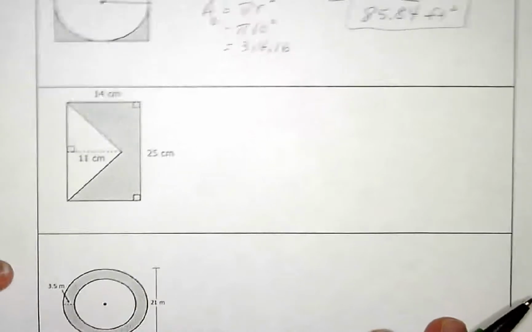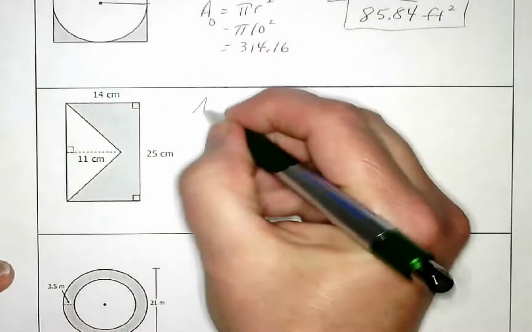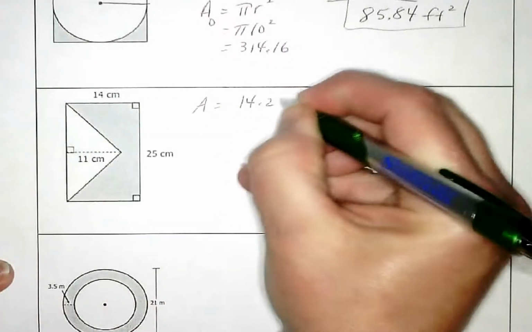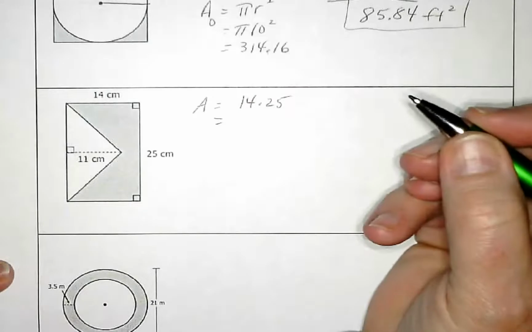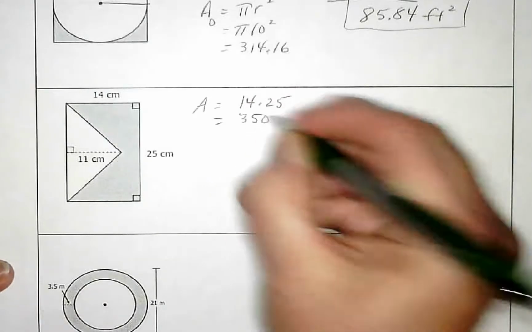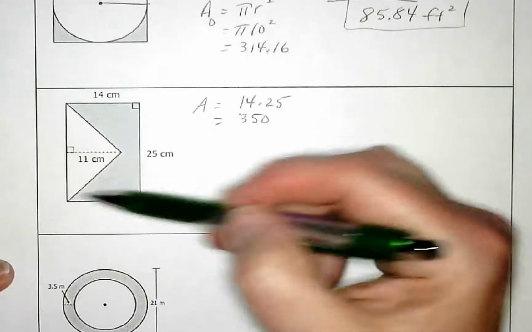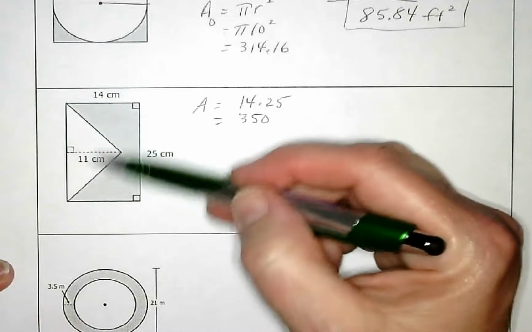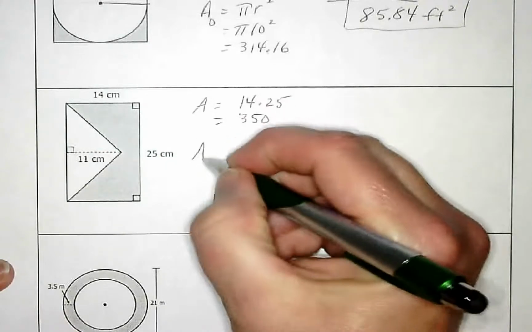Okay, we're going to follow the same procedure here. We've got the whole shape, which is a rectangle, so I'm going to go length times width. 14 times 25 is 350. So that's the area of the whole thing. I just want the shaded part, so I have to subtract the area of this triangle.